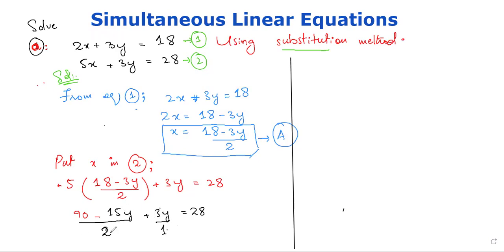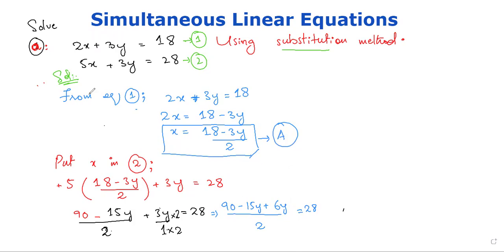It is a fraction divisible by 2. This one is a fraction divisible by 1. It means its denominators are not the same. How can you make them the same? This one is 1 and this is 2. You can make this 2 as well by multiplying and dividing the upper and lower sides. So it would now become 90 minus 15y plus 3 into 2 is 6y, whole divided by 2 equals 28.